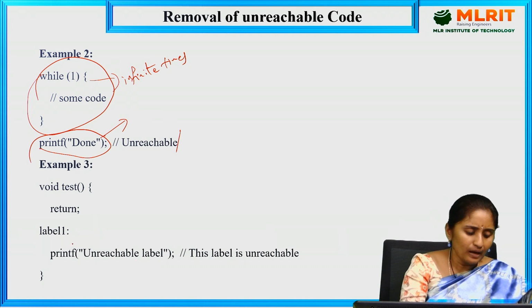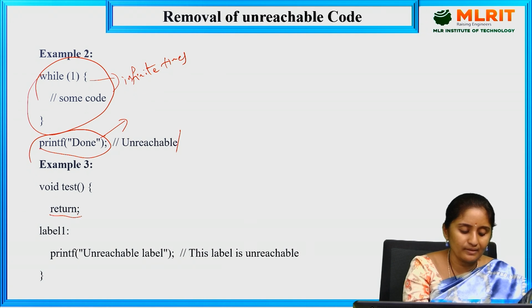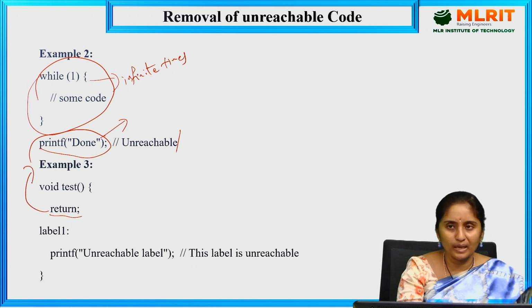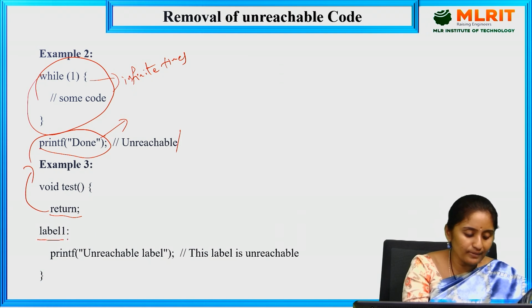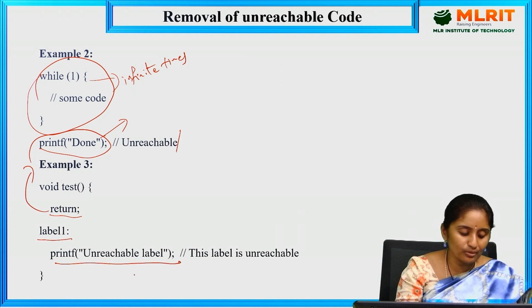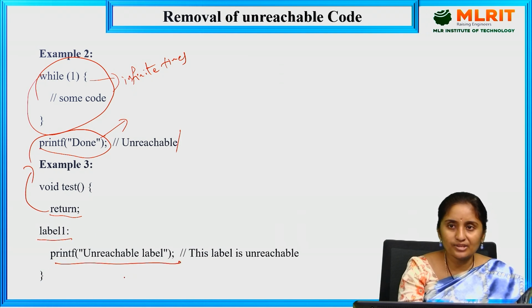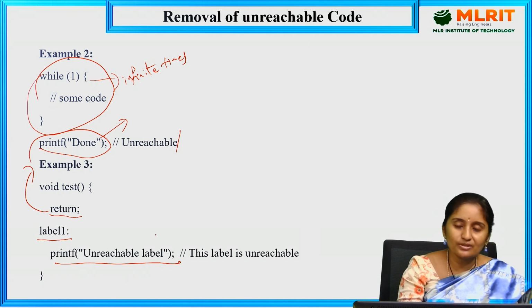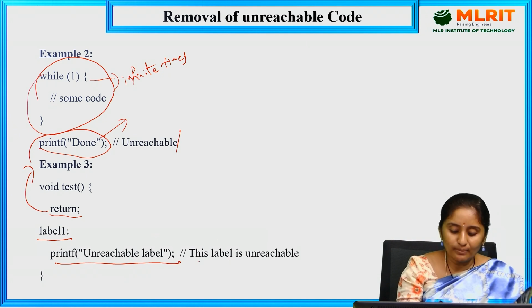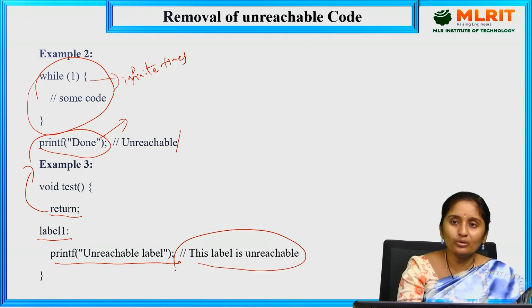See here, void test is one test function that I have written. Return is nothing but it is returning to the main program where I called this void test function. And next I have label 1, printf unreachable code. I didn't call any label statements over here, so this statement is not going to be executed. So this is the unreachable code, or the dead code.